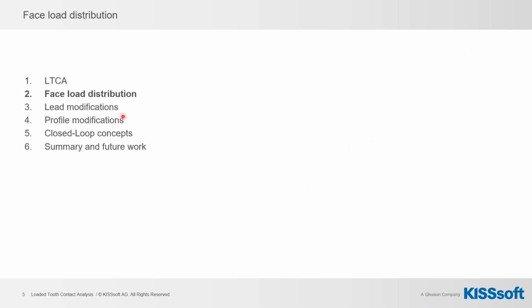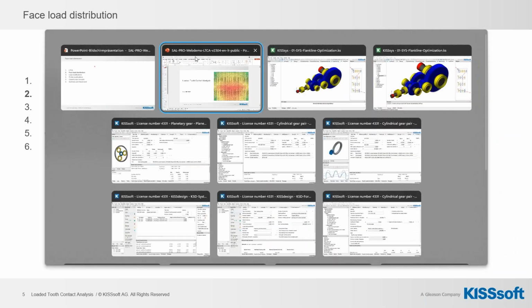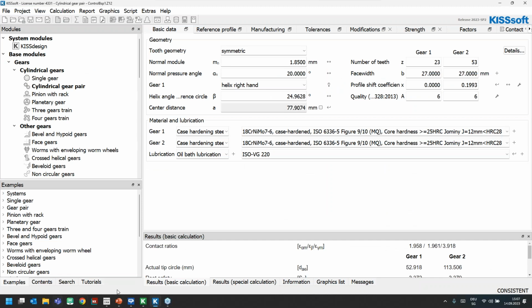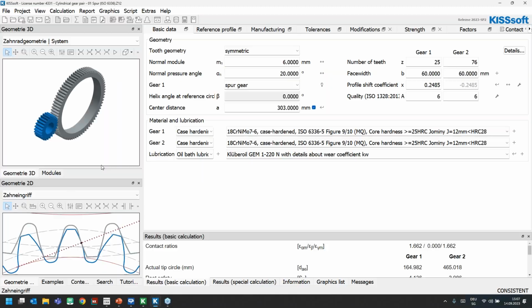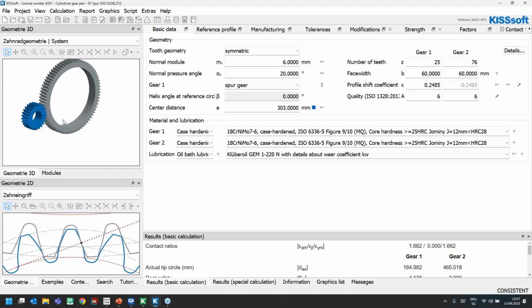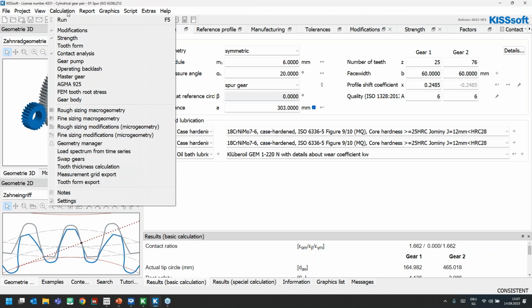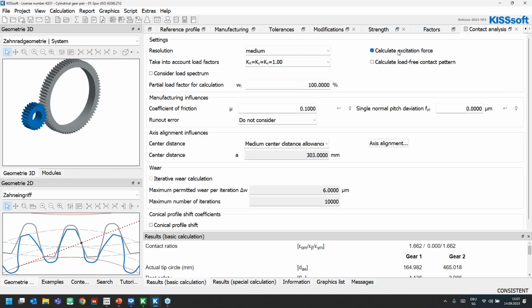So before we go to the face load distribution, let us actually have a look at the software. I have prepared a small example for you. So we can see it's a relatively simple spur gear, right? And in order to activate the contact analysis calculation, I open the calculation tab and activate contact analysis. So I get a different tab with some special reports.